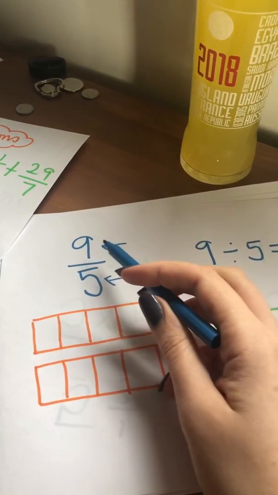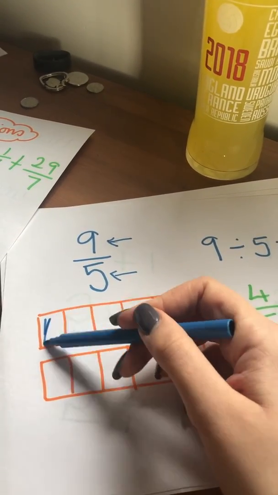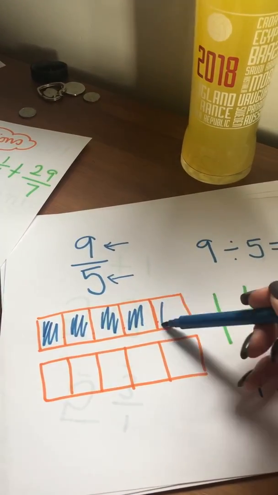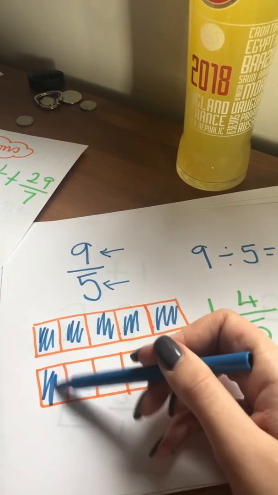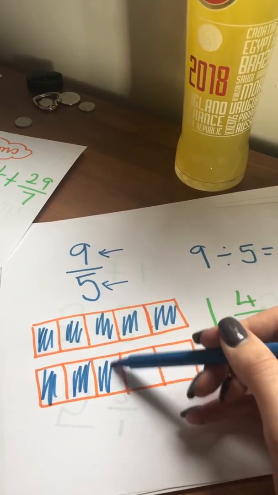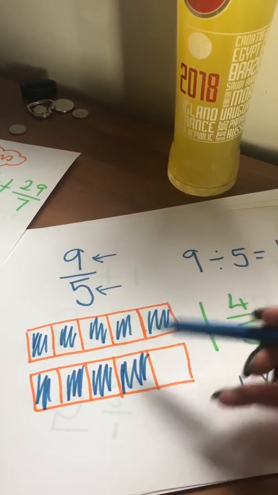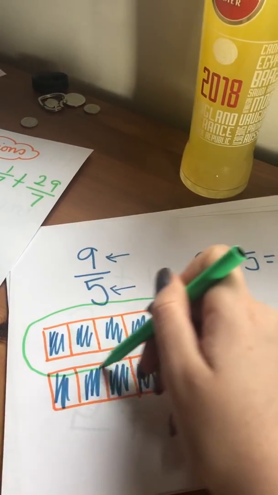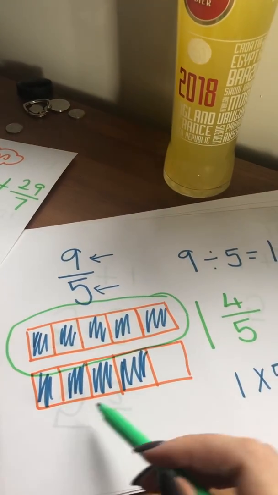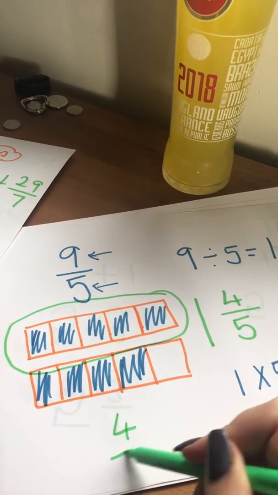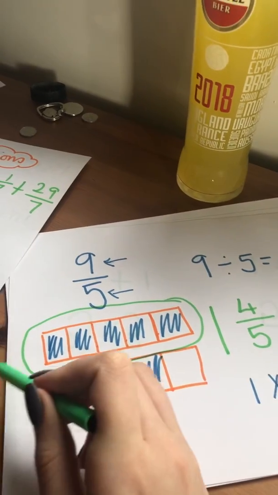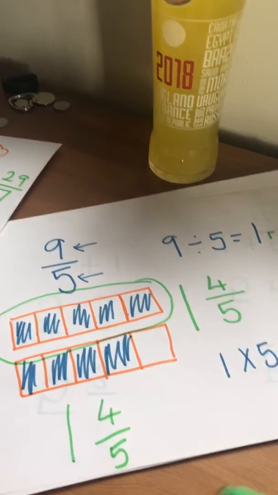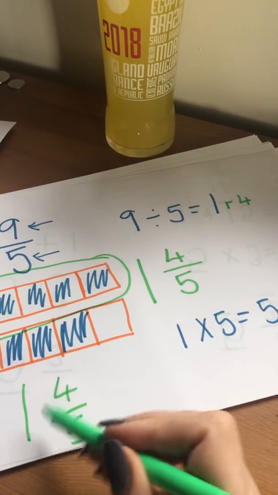So if I colour in 9 of those parts, 1, 2, 3, 4, 5, 6, 7, 8, 9, it tells me that one whole bar has been coloured in, and then 4 out of 5, there's my whole one, my whole, and then 4 out of 5 on the second bar, which is why the answer is 1 4/5.